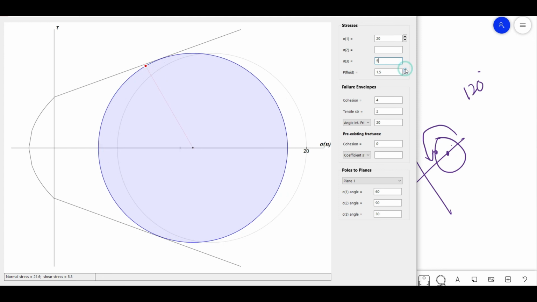Now 1.5. You can see at a pore fluid pressure of 1.5, and we are keeping sigma 1 as 20 and sigma 3 as 5, our original values, a particular straight line is becoming tangent to our circle. That means at this particular value and pore fluid pressure of 1.5, we can fracture or follow a particular plane.